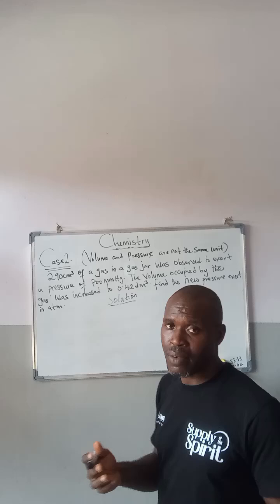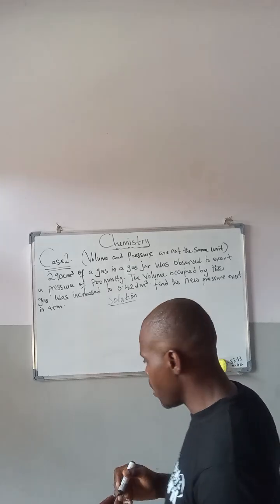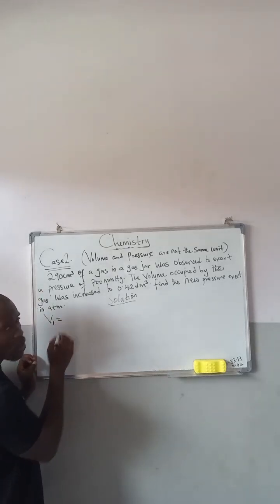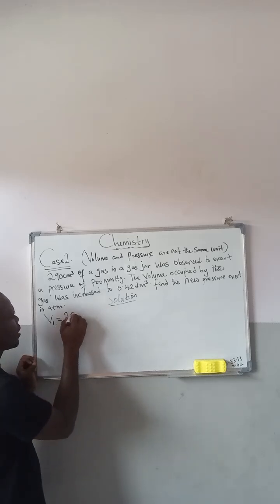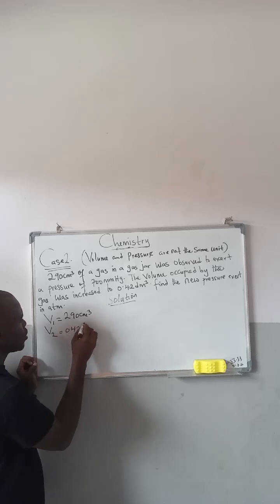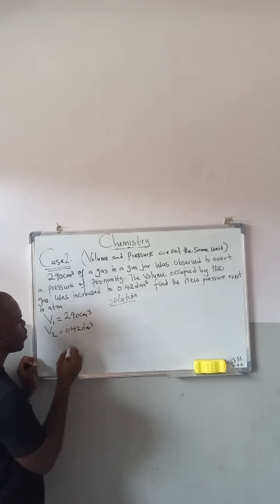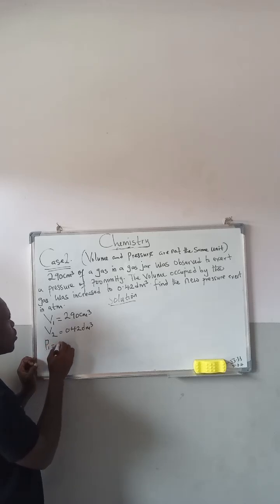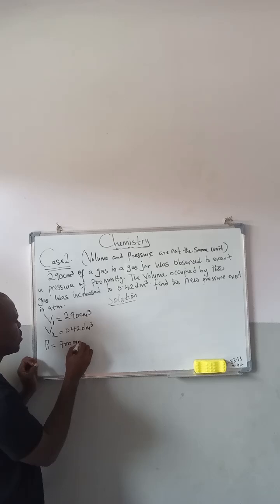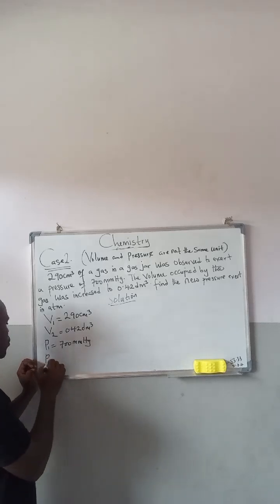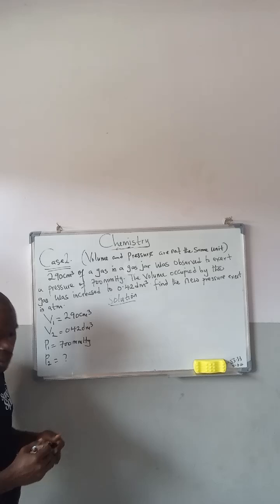Now, let's bring out the data from the problem. We saw that the first volume, V1, is equal to 290 centimeter cube. V2 is 0.42 dm cube. Are you with me? Now the pressure P1 is 700 millimeter mercury. The final pressure, P2, is not given.